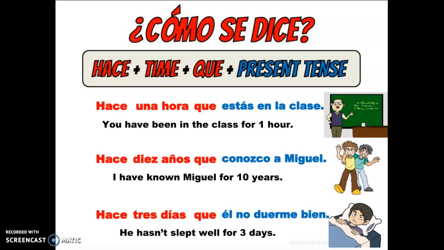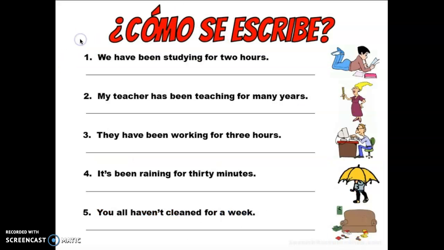All right, guys, now that you have learned the formula of the verb hacer plus time, I would like you to work on some translations on your own, and then we'll work on it together. So take some time and translate the following sentence using the formula that you have learned.